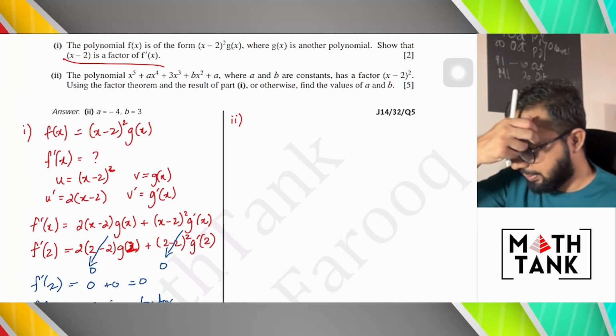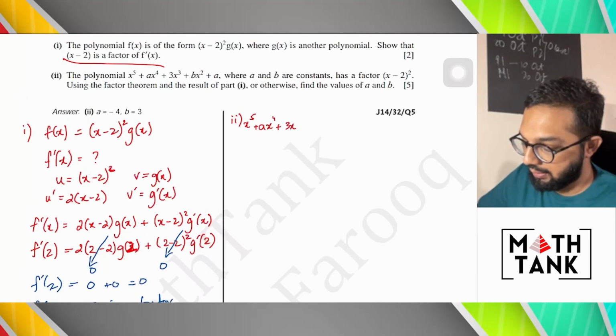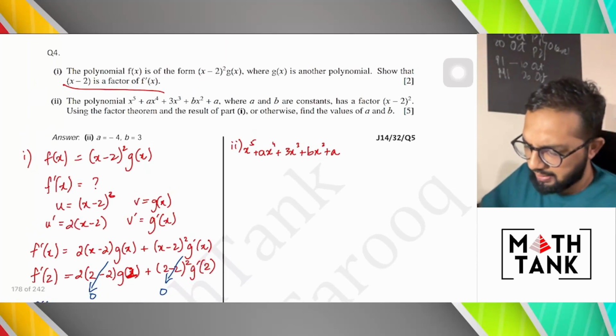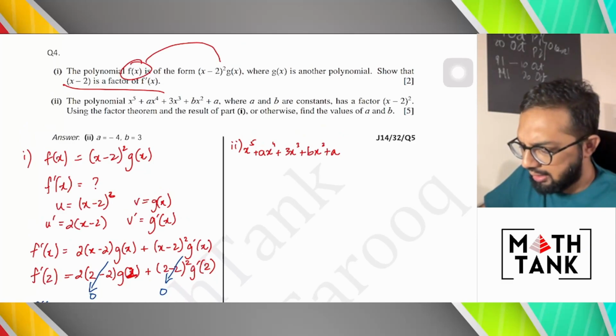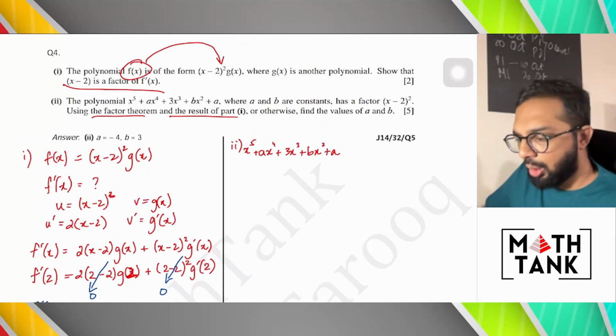The second one says the polynomial x power 5 plus a x power 4 plus 3x cube plus b x square plus a, where a and b are constants, has a factor x minus 2 whole square. So this looks like something that f of x had. Let's see what it says beyond that. It says using the factor theorem and the result of part 1 or otherwise.